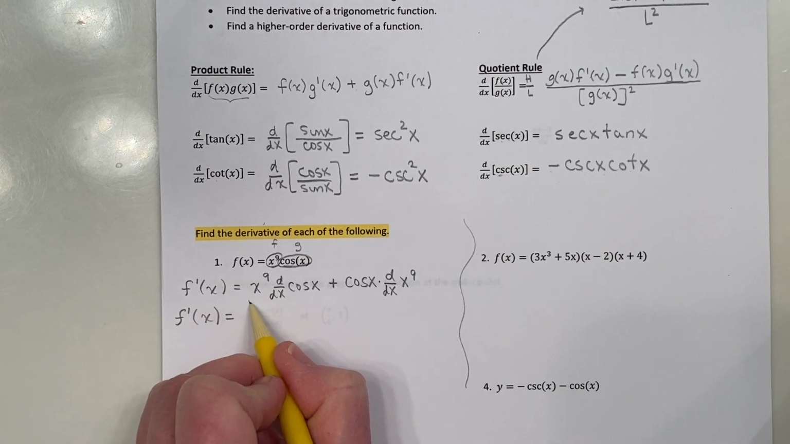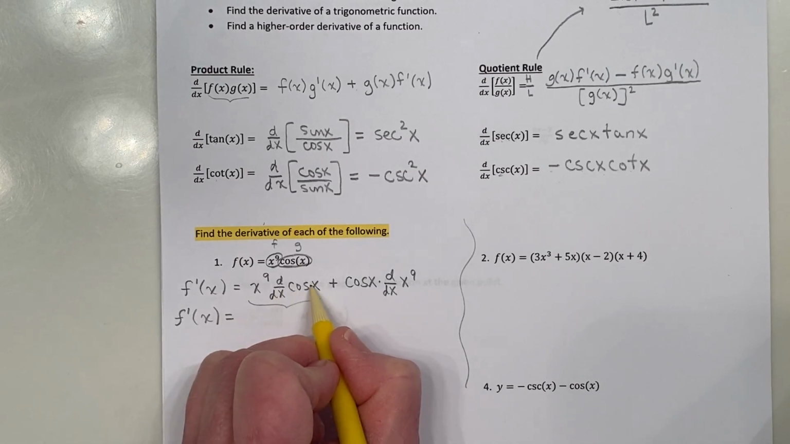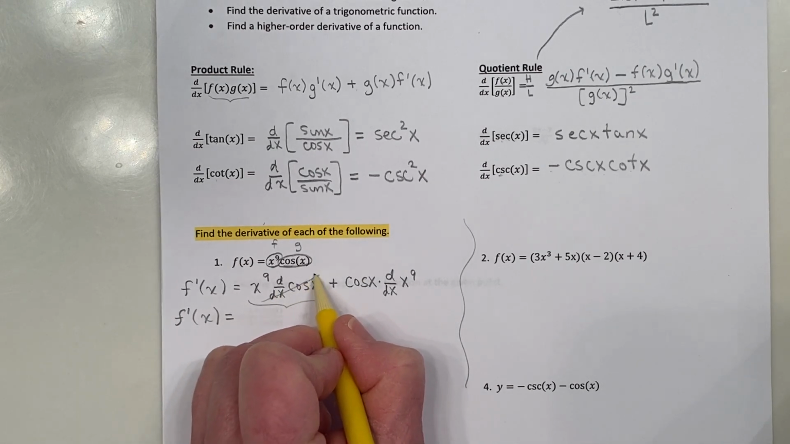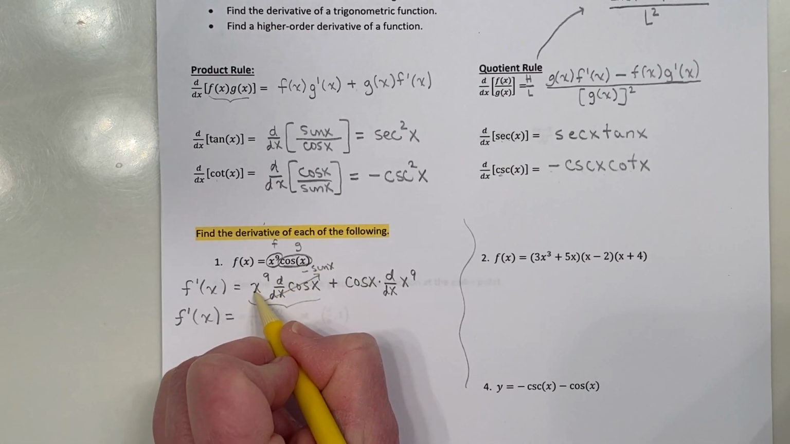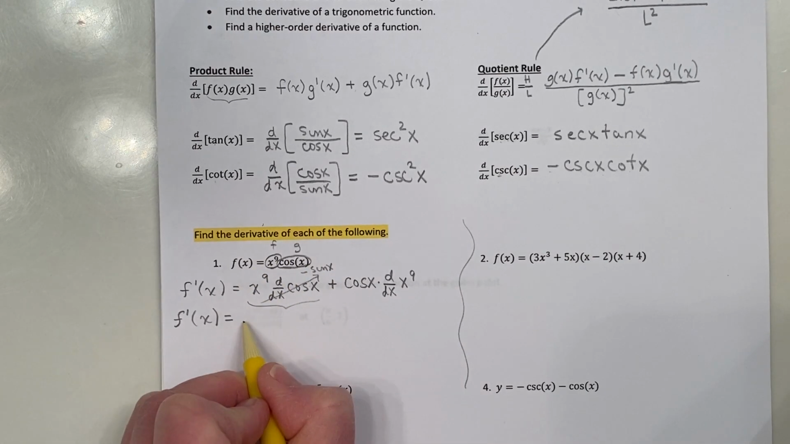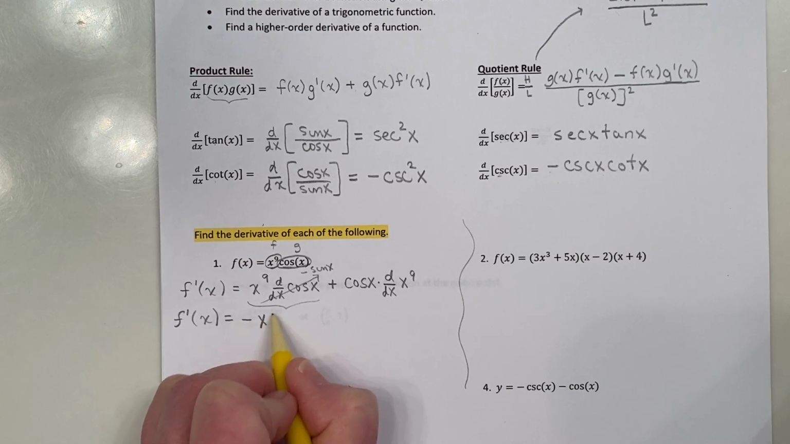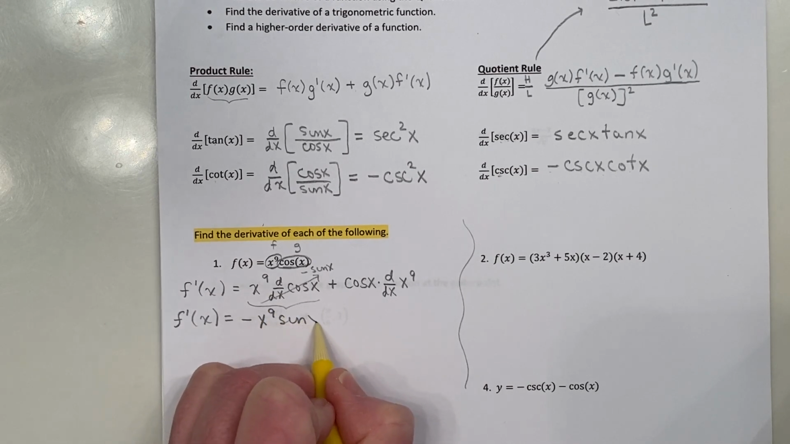So right here, I'm going to look at this first term. Well, I still need to find the derivative of cosine. Well, that's going to go to negative sine x, and it needs to be multiplied by x to the 9th. So how I arrange that is I'd put the negative first, x to the 9th, and then sine x behind it.